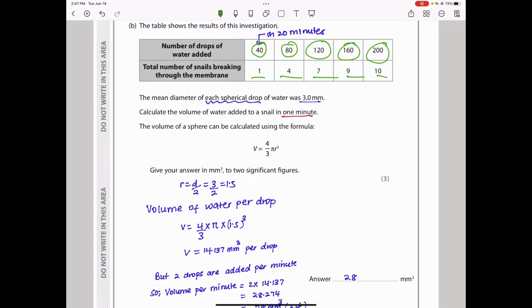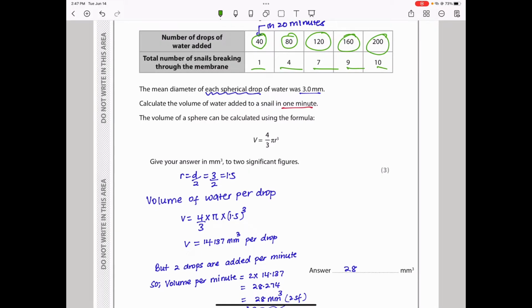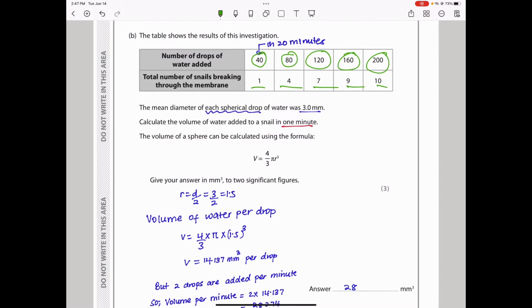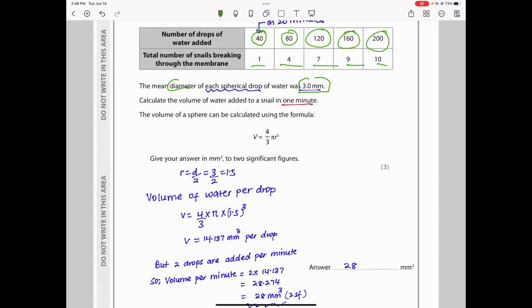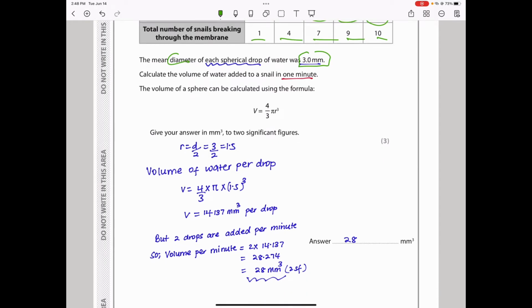The volume of a sphere can be calculated using V is equal to 4 over 3 pi r cubed. So remember, again, some students fail to remember that radius is equal to diameter over 2. If you're given the diameter, you have to divide it by 2. Since this diameter is 3.0, radius should be 1.5. After knowing that, the rest is going to be easy. So volume is going to be 4 over 3 times pi times 1.5 cubed, and the answer comes out as 14.137 millimeters cubed.